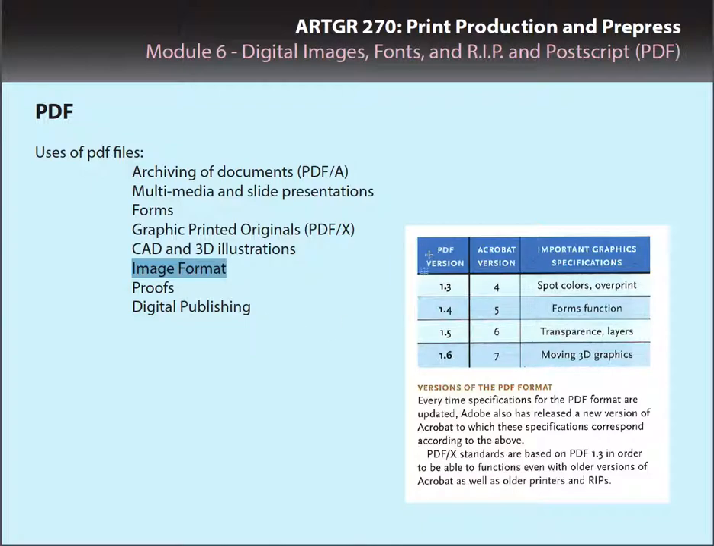Over on the side here, we've got some notes about PDF versions and Acrobat. It's not quite up to date, but as they create new versions, they keep adding more function to the PDFs. So spot colors and overprint were introduced into PDF version 1.3, forms were introduced into 1.4, and so on. When we're working with print production, we don't want transparency and layers and moving 3D graphics and forms in our PDFs. So the PDF-X will flatten it down to a 1.3 level.